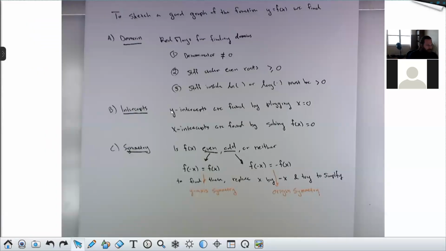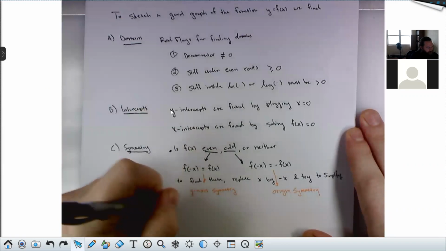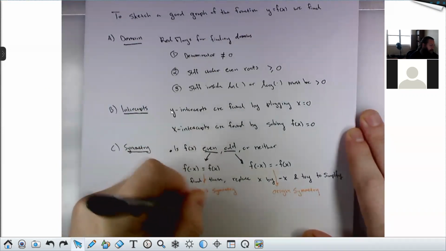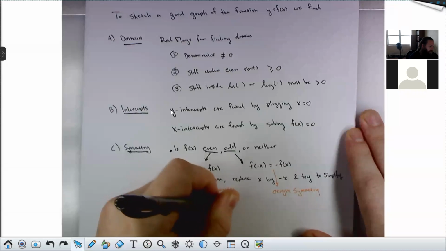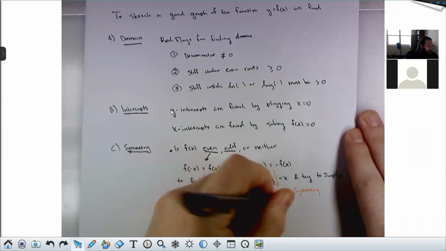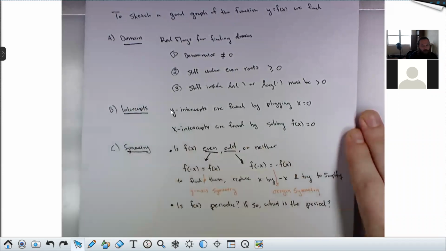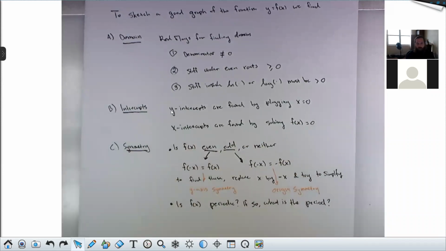Oh, and periodicity, right? Is f of x periodic? If so, what is the period? All right, we all remember what periodic functions are, things like sine and cosine, tangent. All the trig functions are periodic with period 2 pi, meaning they repeat every 2 pi. So if you have a periodic function, you find the period, sketch one period of that function, and that tells you everything you need to know.